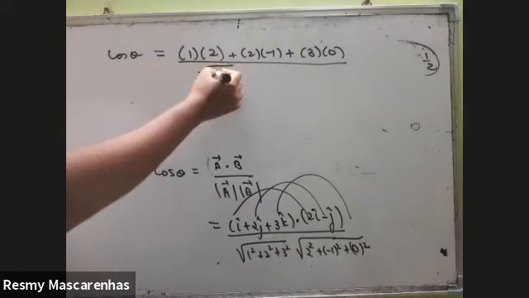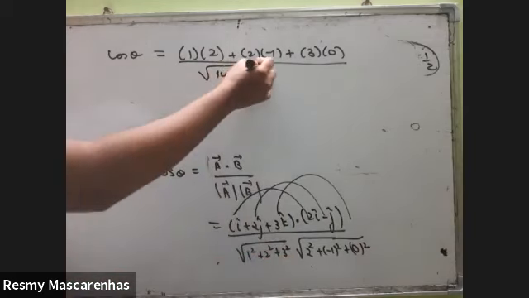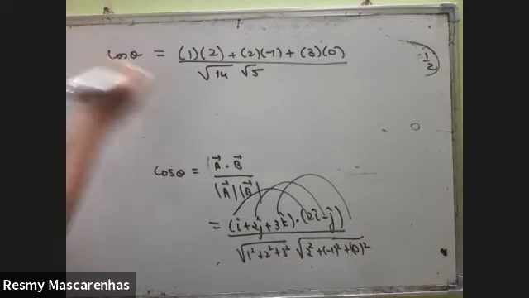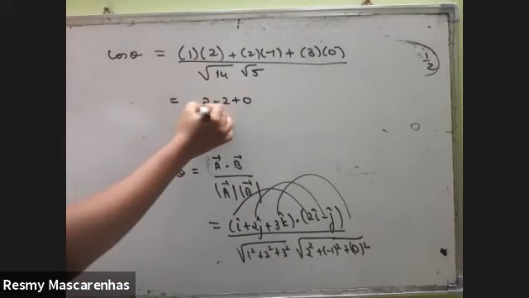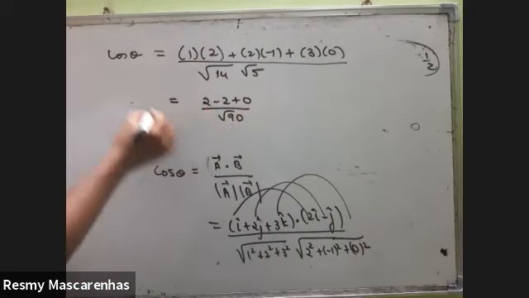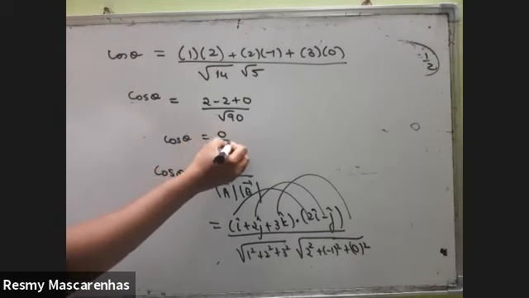This will be root of 9, 10, 14. That is root of 5. So 2 minus 2 plus 0. Anything 0 upon root 90 is definitely 0.